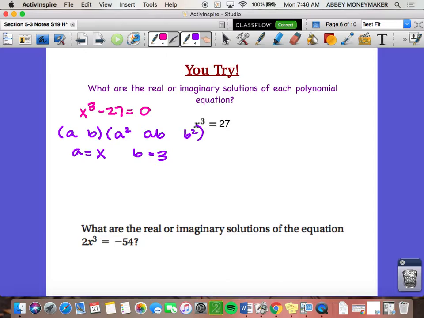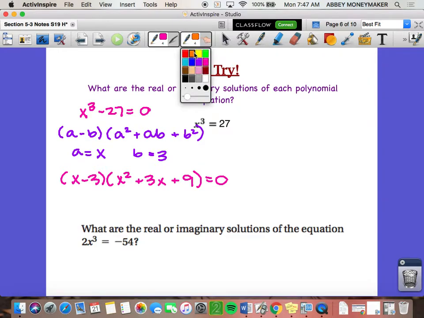And don't forget your signs like I just did. So same, opposite, always positive. So from here, we're going to say that's x minus 3 times x squared plus 3x plus 9 is equal to 0. Now this looks just like what we did at the beginning. I'm going to set both of these individually equal to 0, and I'm going to solve. So I would have x minus 3 is equal to 0, so that means x equals 3.